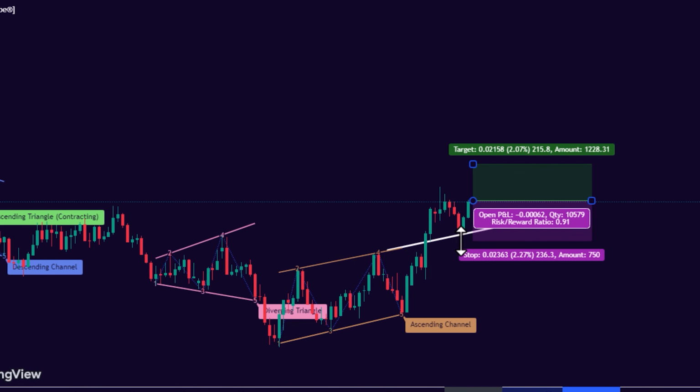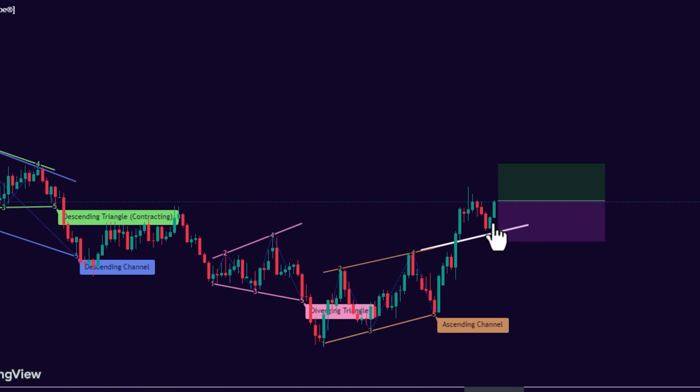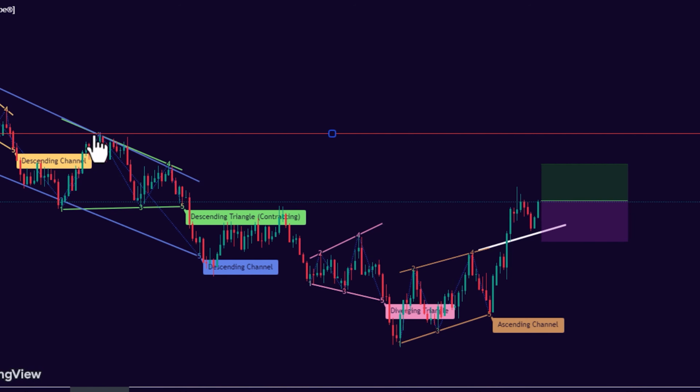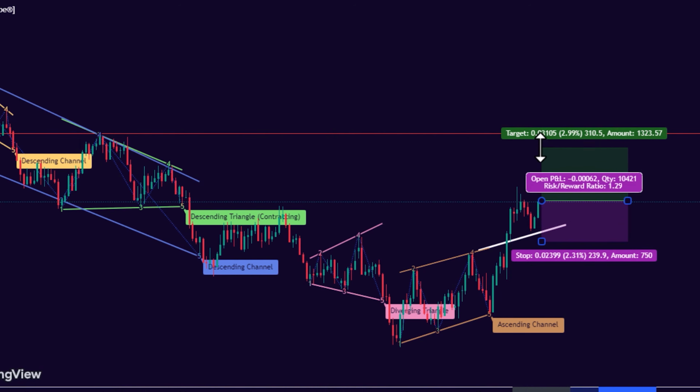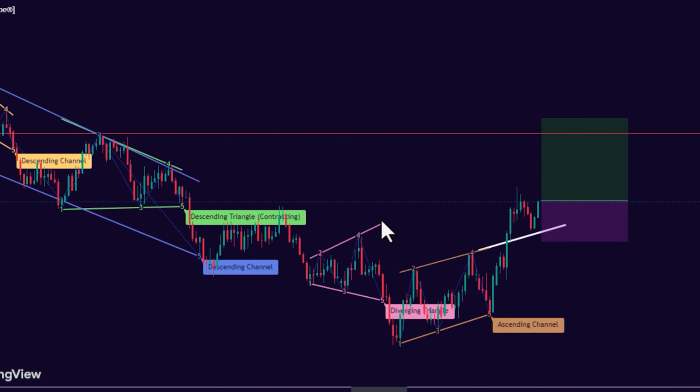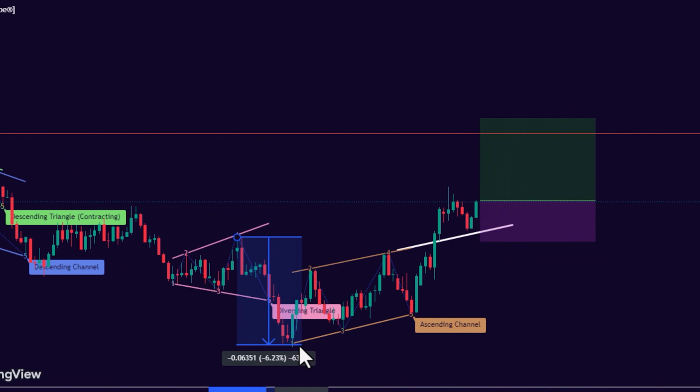Take profit can be set based on three options. 1. Targeting the next key level. 2. Targeting a minimum 2 risk-to-reward ratio. 3. Taking the measurement objective of the pattern in action to forecast the potential appreciation value.